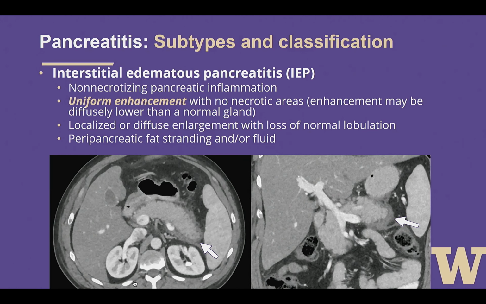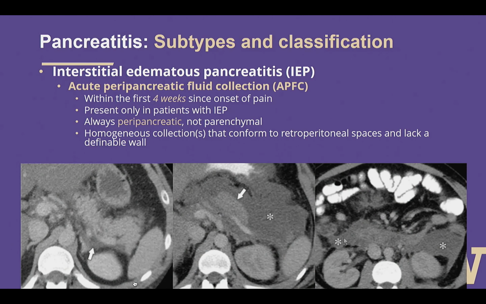Interstitial edematous pancreatitis is characterized by non-necrotizing pancreatic inflammation, and on imaging we see uniform parenchymal enhancement with no necrotic areas, although you may see the gland is diffusely hypoenhancing relative to a normal gland. Other secondary signs of inflammation include localized or diffuse enlargement, loss of normal lobulation, and peripancreatic fluid or fat stranding, like you see in these two images here. If you have a fluid collection that develops within the first 4 weeks since the onset of symptoms in a patient with interstitial edematous pancreatitis, that is termed an acute peripancreatic fluid collection. These are always peripancreatic, never parenchymal, and they're typically homogeneous collections that conform to the retroperitoneal spaces and do not have a definable enhancing wall.